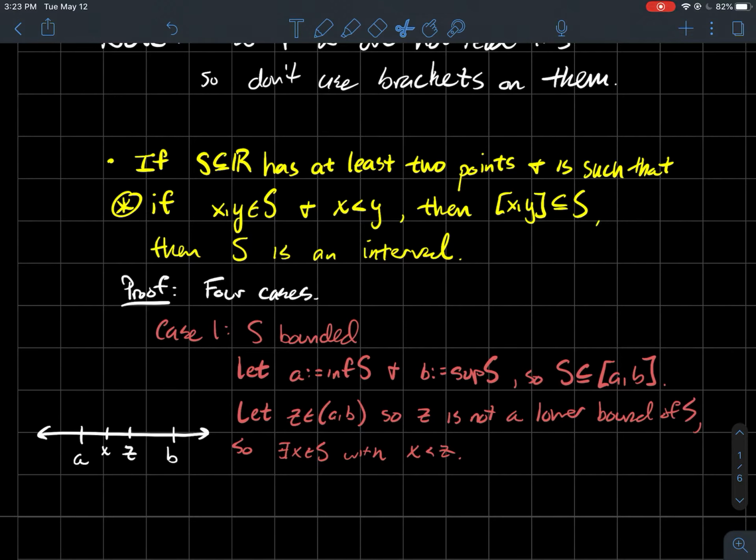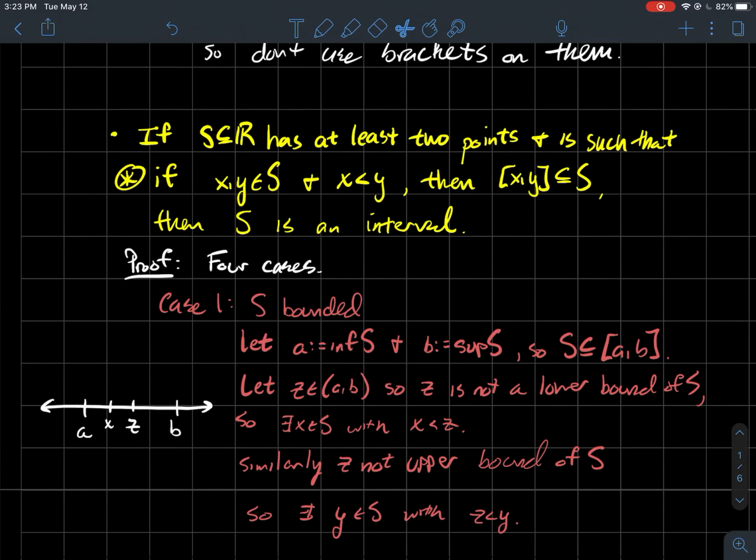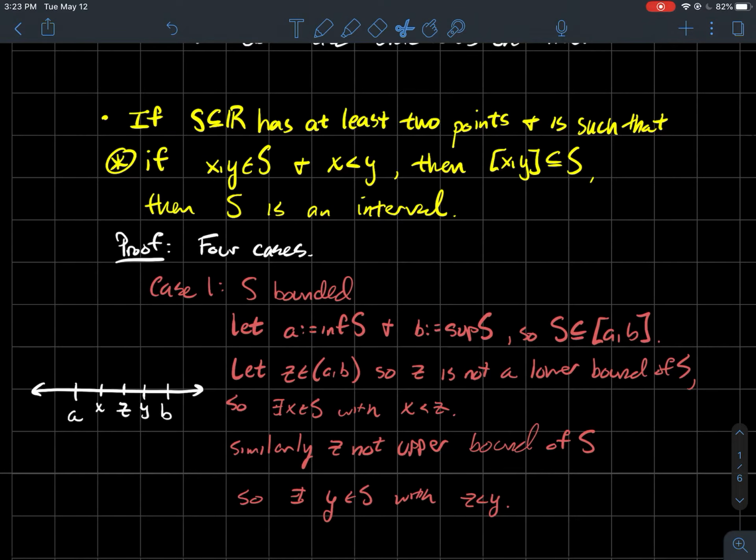So I'll plot that there. All right, since Z is not a lower bound, there should be some members of my set to the left of it. Similarly, Z is not an upper bound, since B is the least of the upper bounds. So that means there should be an element of my set S that's to the right of Z, and I'll call that Y. So there should be something named Y that's to the right of Z, between Z and B.